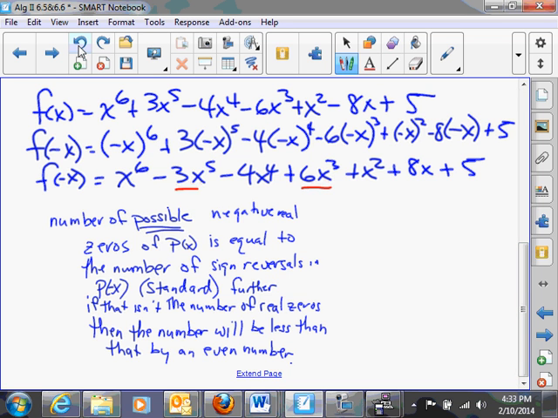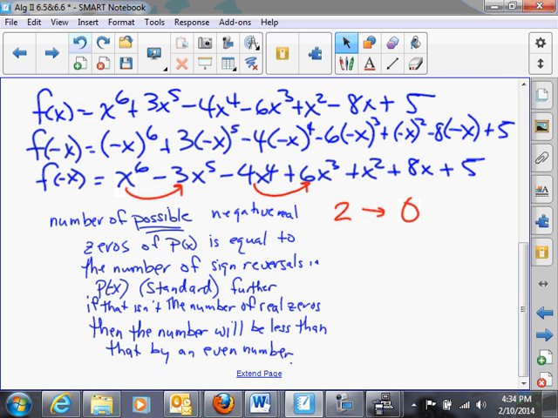Okay, so now let's go back and take a look at the sign reversals. We have x to the 6th, negative 3x to the 5th. That's the sign reversal. Negative 3x to the 5th to negative 4x to the 4th, no sign reversal. Negative 4x to the 4th to positive 6x cubed, that's a sign reversal. 6x cubed to x squared, no sign reversal. x squared to 8x, no sign reversal. 8x to 5, no sign reversal. So we have possibly 2 negative real zeros. Now, if we don't have 2 negative real zeros, then we will have none. There is no way that we're going to get just 1.